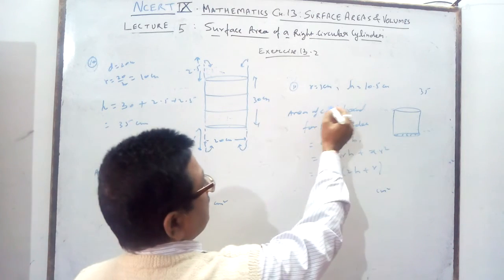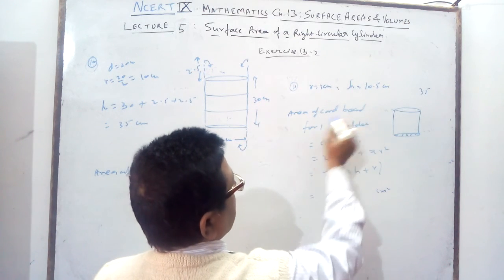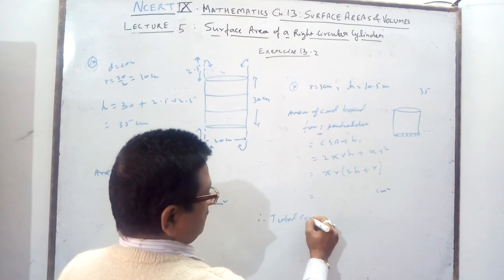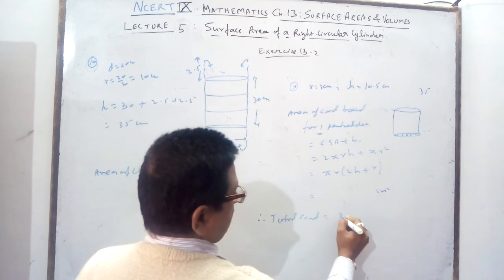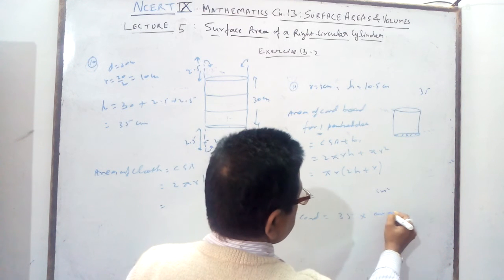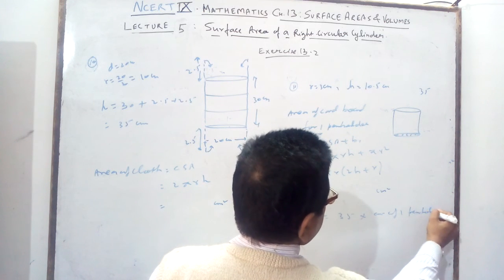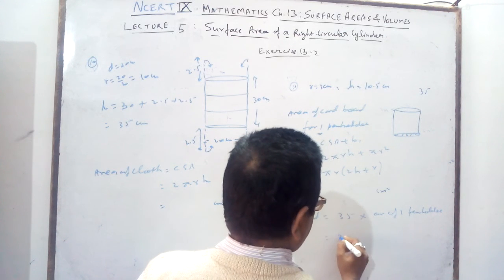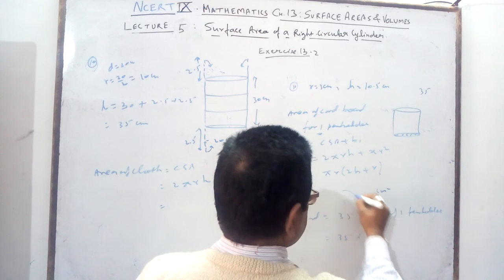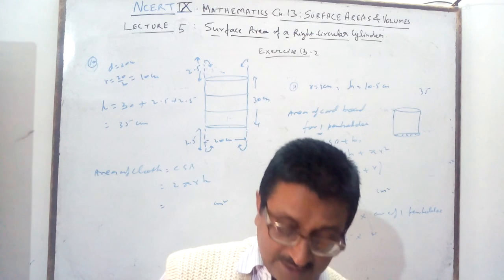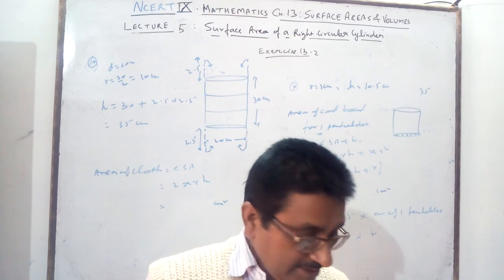That is the area of cardboard for 1, therefore total cardboard is equal to 35 into the area of 1 pen holder. Whatever answer you are getting here, write it at this place, and you will get the total answer for the cardboard. Very simple questions.